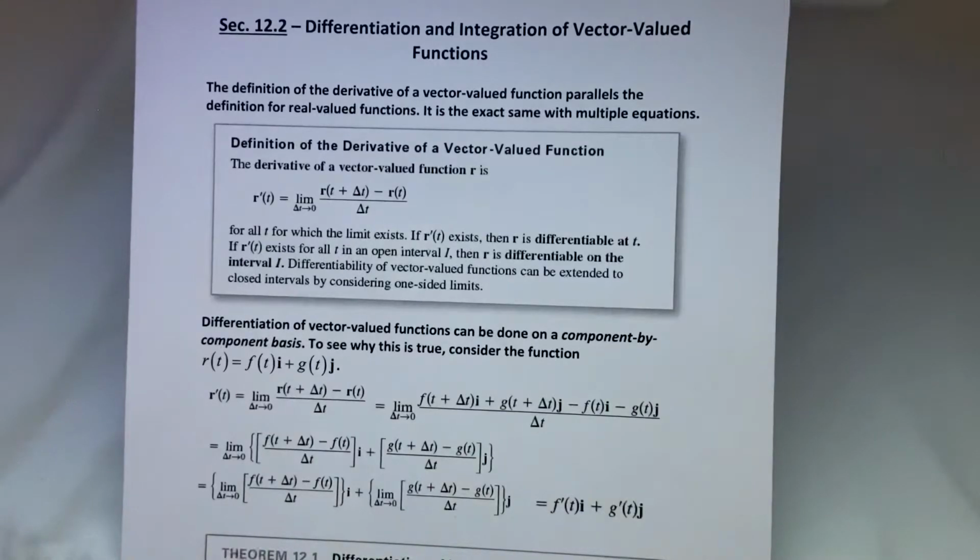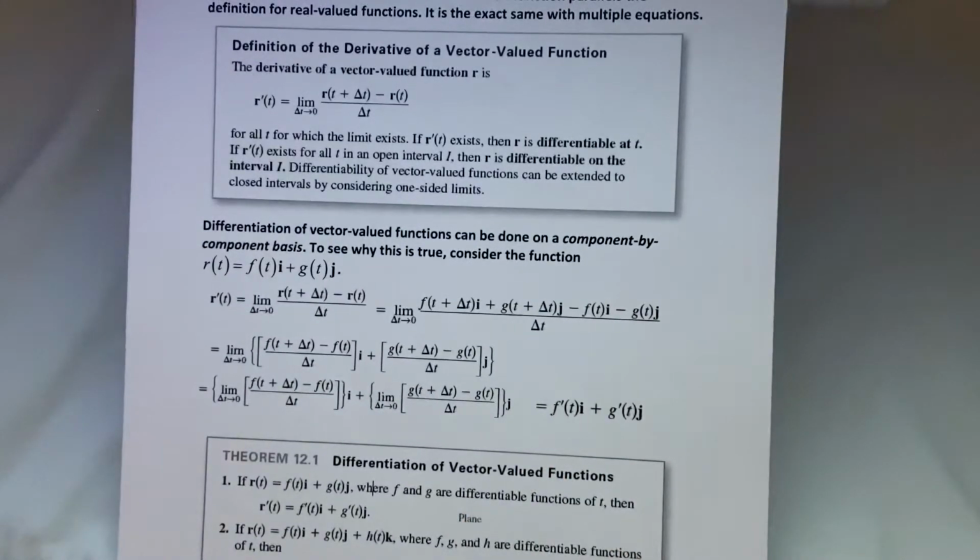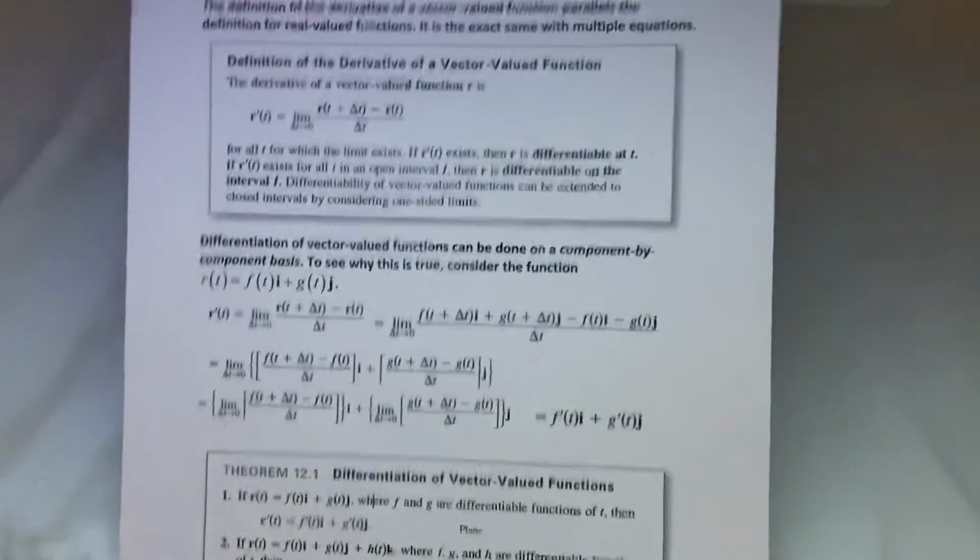If r prime of t exists for all t, then r is considered differentiable on the interval. Differentiability of vector valued functions can be extended to closed intervals by considering one-sided limits. If you have a bunch of functions in your components, the derivative of the vector valued function simply comes about by taking the derivative of the components. Should be easy because most of the functions we'll work with are not that complicated, because we're extending them from previous experiences. So let's see how this works.